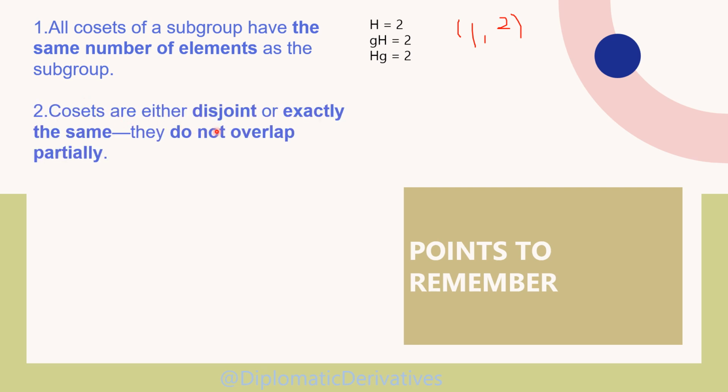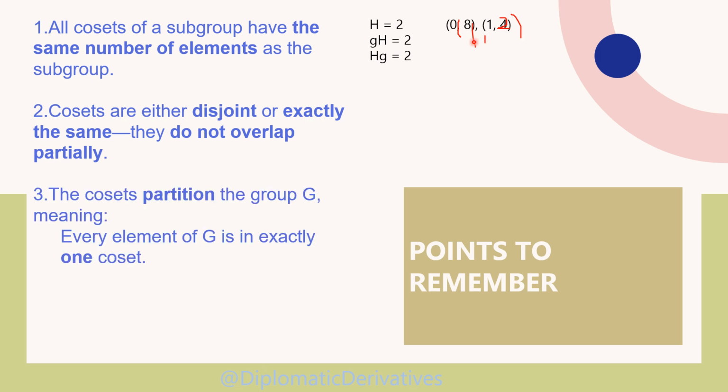Cosets are either disjoint or exactly the same. They do not overlap partially. So either 2 cosets could be exactly the same or they could be disjoint. So there is no overlap. There is no common element between any 2 cosets. For example, we have {0, 8} and {1, 4}. These are 2 cosets. There is no common element and they are disjoint. There is nothing similar in these 2 cosets, and it's always going to be the case.